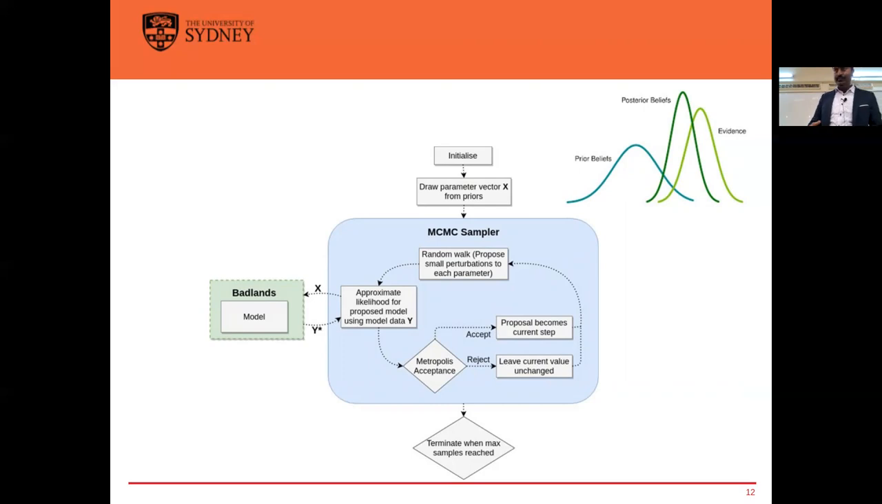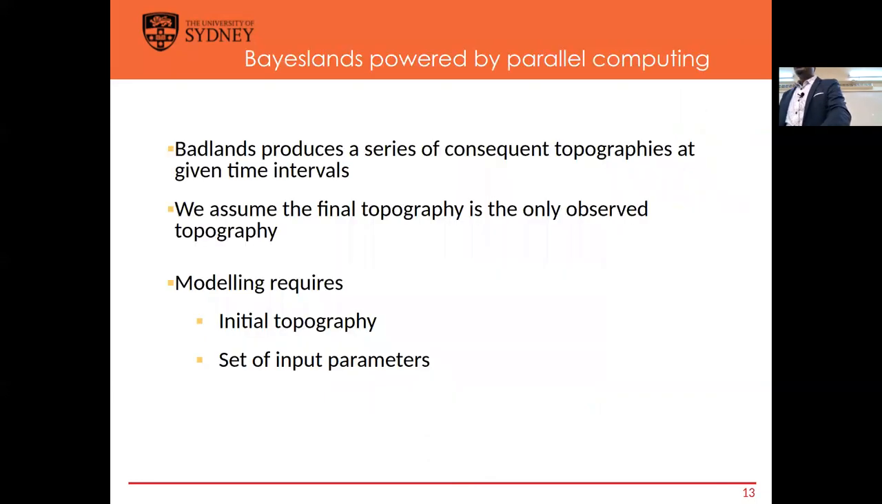new parameters of the unknown, new proposals we call it, for example, for precipitation and erodibility. And then we try to either accept or reject that as a solution. And the process continues as it does in any optimization algorithm.